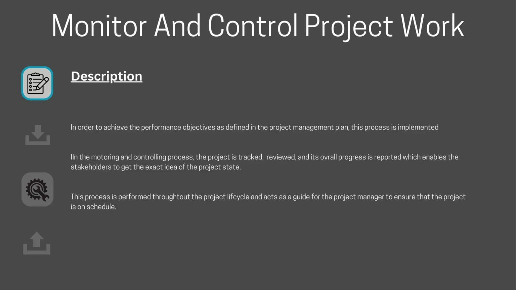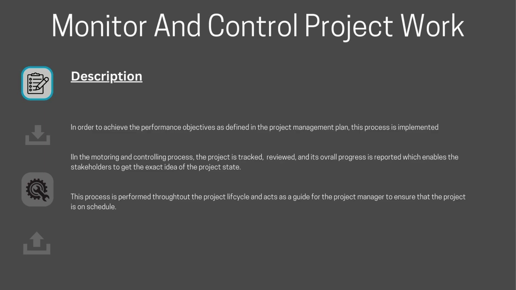As we discussed earlier, there are 9 knowledge areas in project management. To reiterate, these are scope management, cost management, schedule management, resource management, quality management, risk management, procurement management, communication management, and stakeholder management. Monitoring and controlling project work involves processes within all of these knowledge areas.